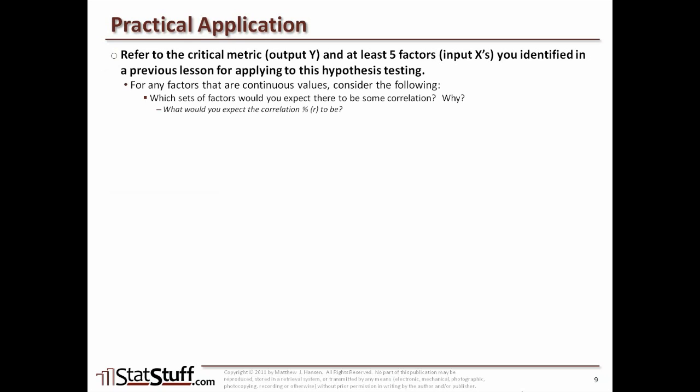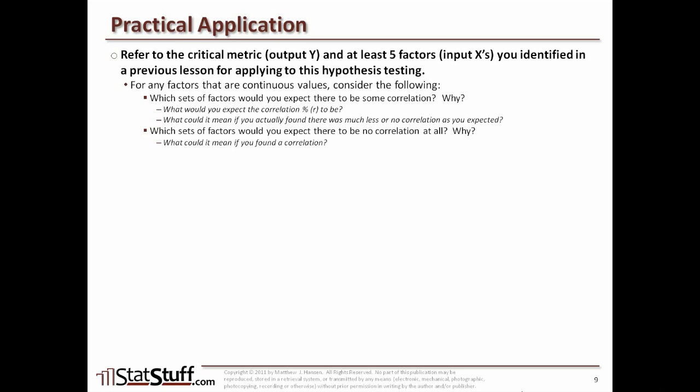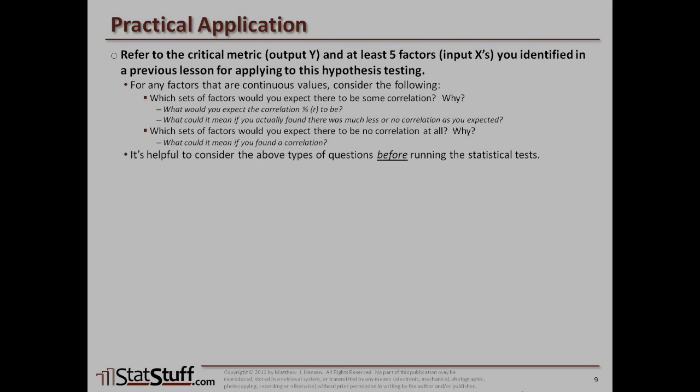What would you expect the correlation percent or the correlation coefficient to be? And what could it mean if you actually found that there was much less or maybe no correlation as you had expected? And which sets of the factors would you expect there to be no relationship at all, and why would you expect that? And what could it mean if you did find a correlation? As you consider these types of things, it's important to try to consider this ahead of time before you actually run the statistical test.